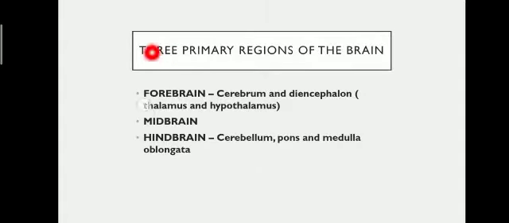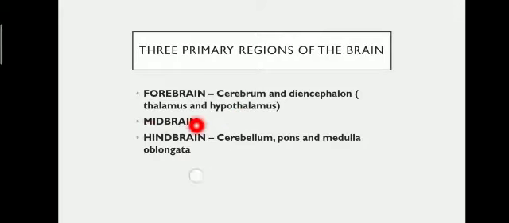Let us now study the three primary regions of the brain. First is the forebrain. Forebrain contains cerebrum and diencephalon. Cerebrum, as we know, is the largest part of the brain, and diencephalon contains thalamus and hypothalamus. Thalamus conveys pain and pressure impulses to the cerebrum, and hypothalamus controls the body temperature as well as the pituitary gland.